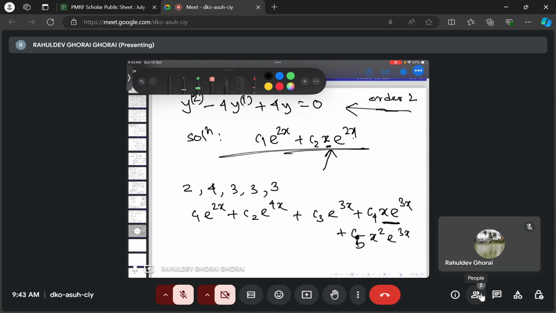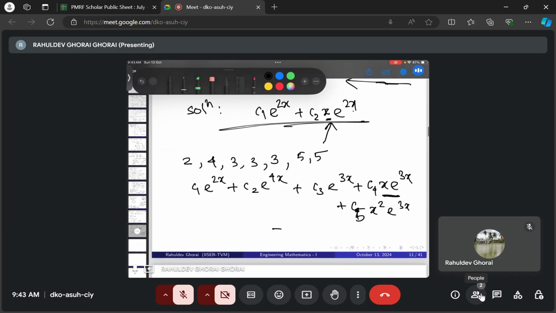Now we have 5 and 5, so the solution will be c6 e^(5x) + c7 x e^(5x). That's all, that will be your solution. If you have 7 roots, then you have a seventh order differential equation, and the roots are like this, then the solution will be like this.